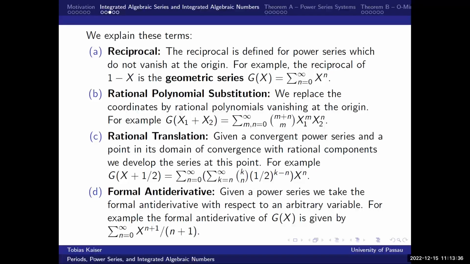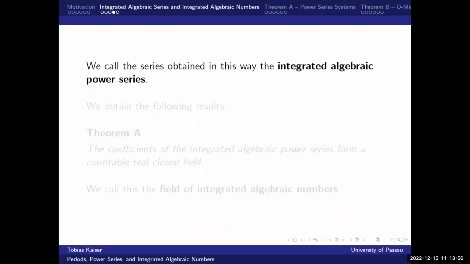Right. And in the definition, you said you have a class of rings, just because you have one for every n variables. For every n, yeah. But you have these rational substitutions that involve several variables, so they are connected to different n. Of course. Okay. And we call the series obtained in this way the integrated algebraic power series. And we obtain the following results.